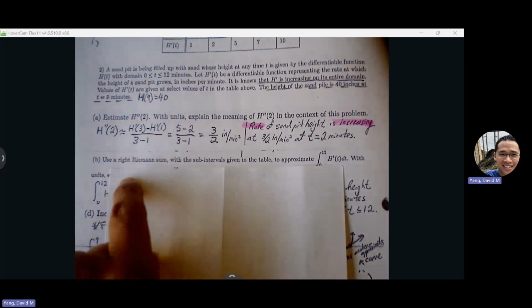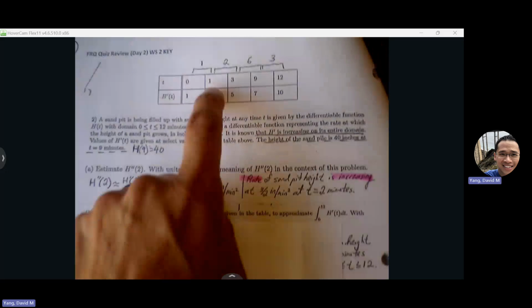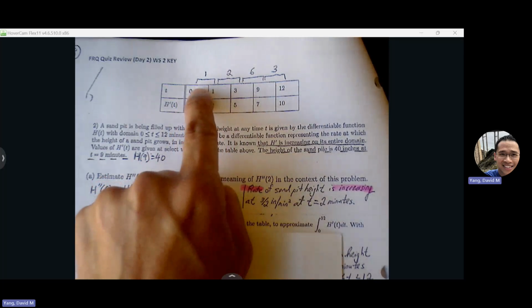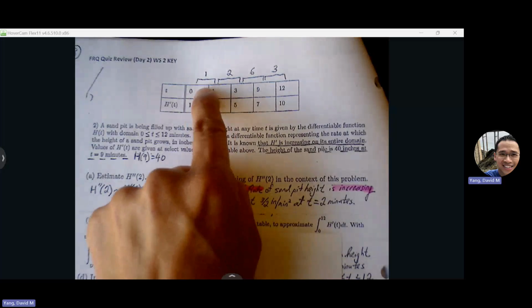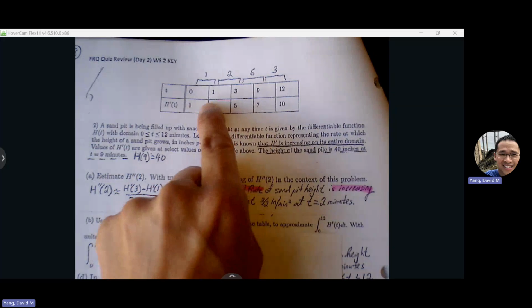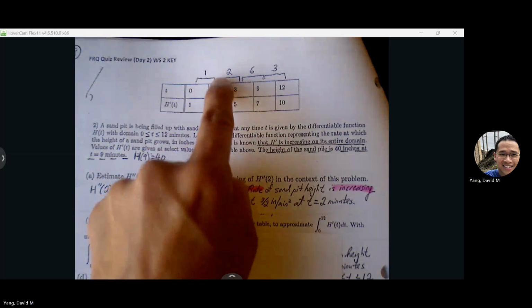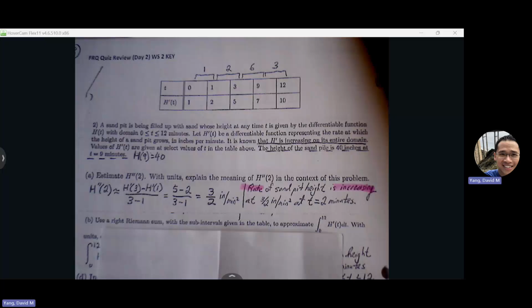Part B, use a Riemann sum with subintervals given in the table. So that means we want to use every subinterval that we see. So you can go ahead and build your subintervals, subtract your t-values to get your width, and then pick out the appropriate h prime to get your height. So we're going to do 1 times 2, 2 times 5, 6 times 7, and 3 times 10.